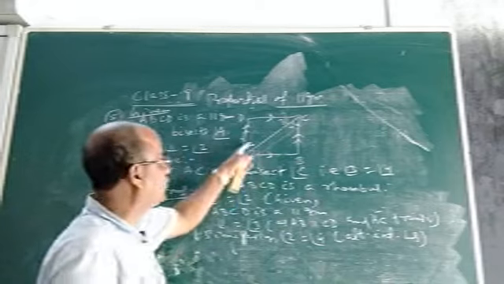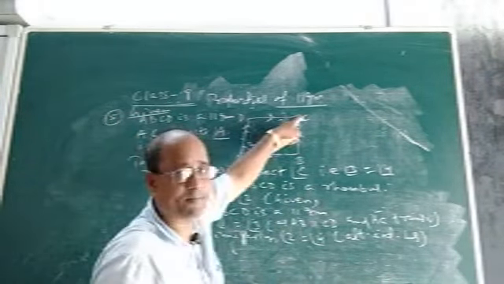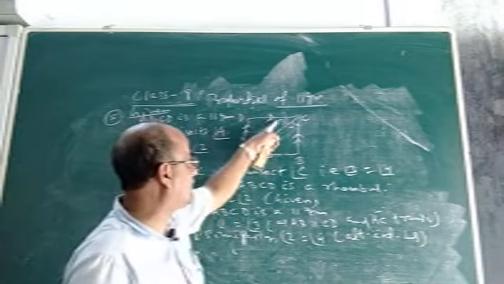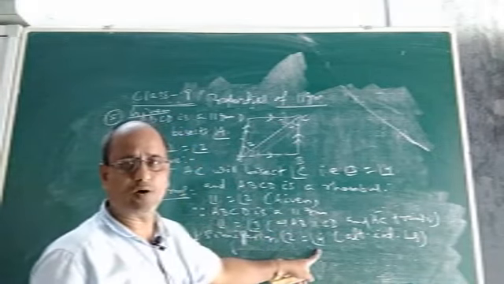Alternate interior angles 2 and 4. They form a pair of alternate interior angles because AD and BC are parallel and AC is the transversal. So you see, angle 1 equals angle 3 and angle 2 equals angle 4.